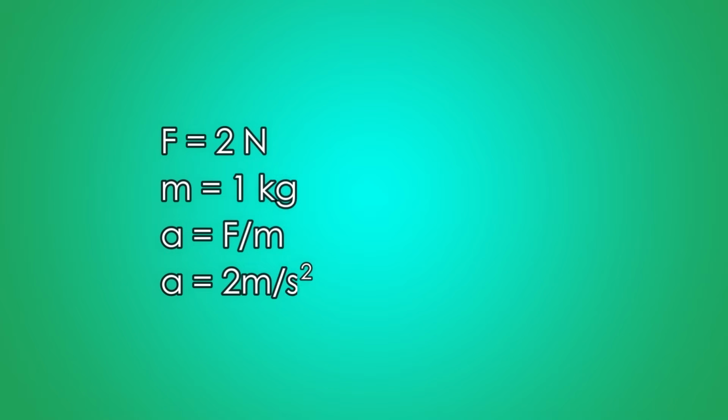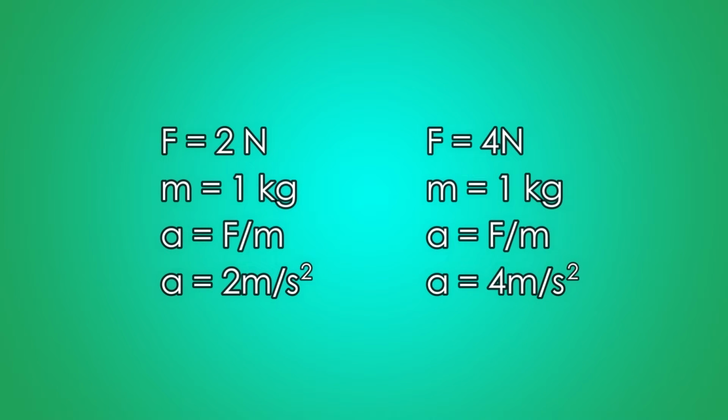For example, we have a force that is equal to 2 newtons and the mass of the object is 1 kilogram. The acceleration of the object is 2 meters per second squared. If we double the force while keeping the mass the same, the acceleration also doubles.